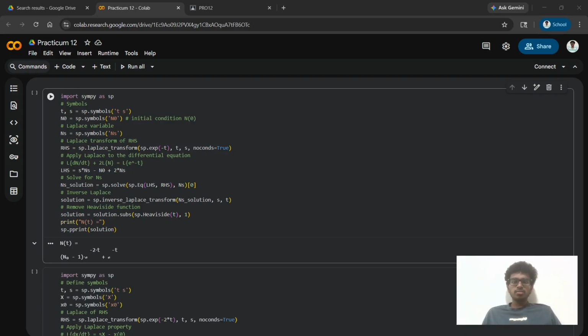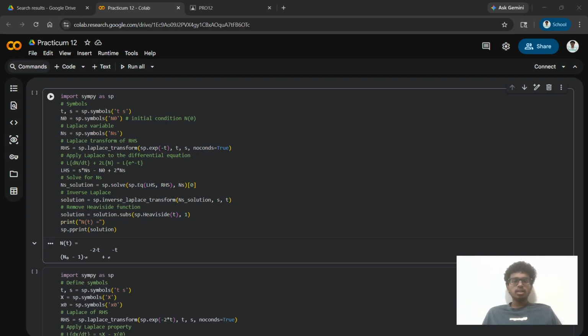URK25CS1019. This is practical number 12 for the course Partial Differential Equation, Vector Space and Laplace Transformation for Computer Science and Engineering. In this practicum, I will explain how Laplace transform is used to solve differential equations in real life computations. The Laplace transform is used to convert differential equations from the time domain into the S domain, where solving equations become easier. After solving, we apply the inverse Laplace transform to convert the result back into the time domain.